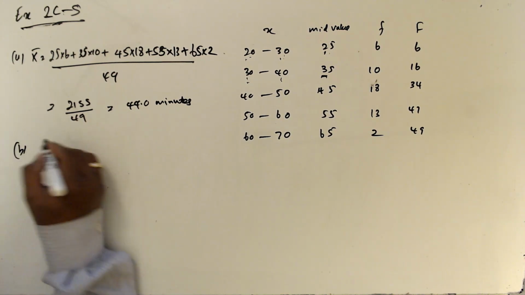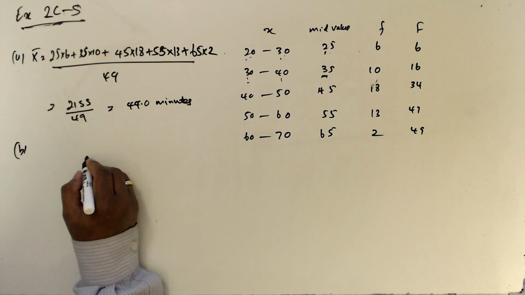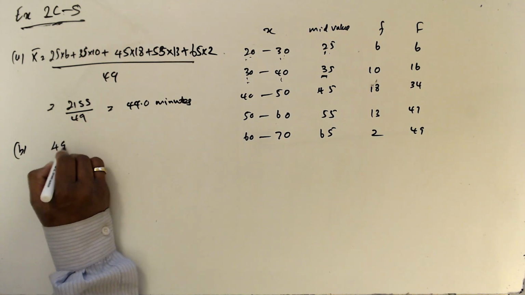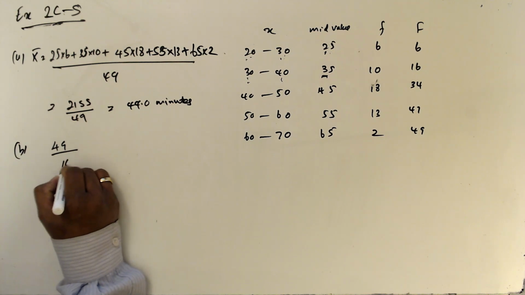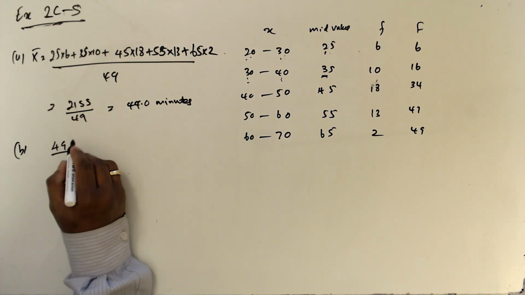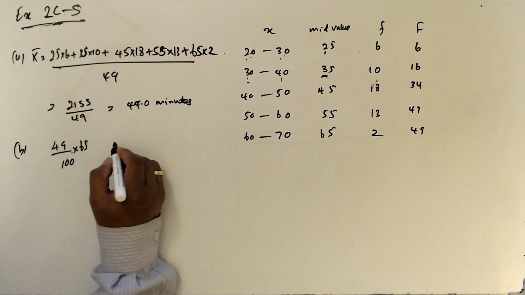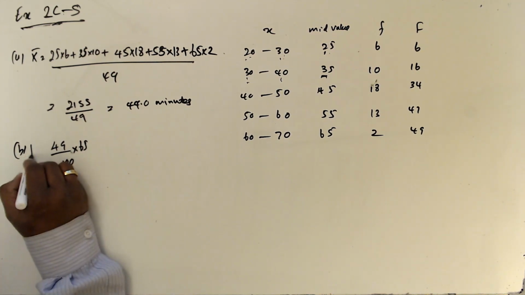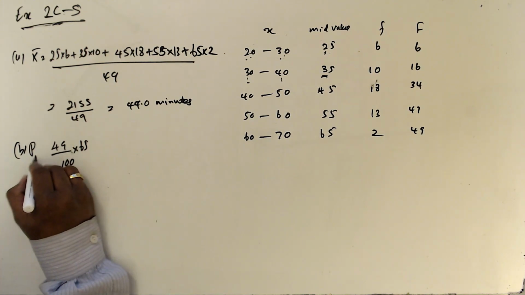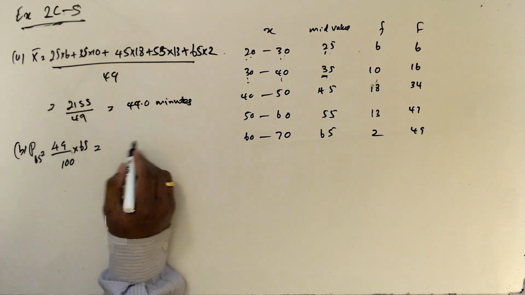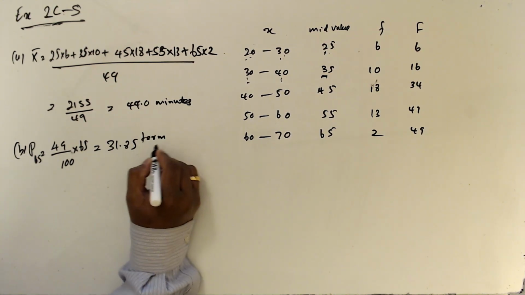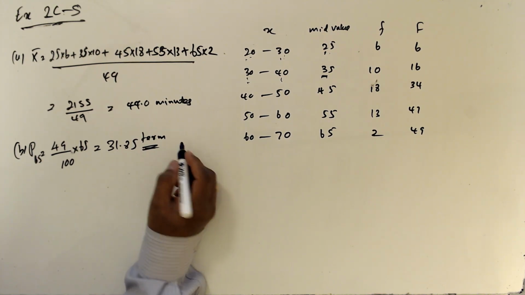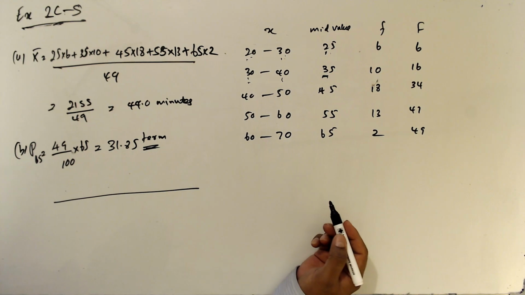Then part B: I need to find the 65th percentile. There are 49 customers. I divide by 100 for 1 percentile, and I need 65%. So this is going to be P65, the 31.85 term. I need to find the 31.85 term.